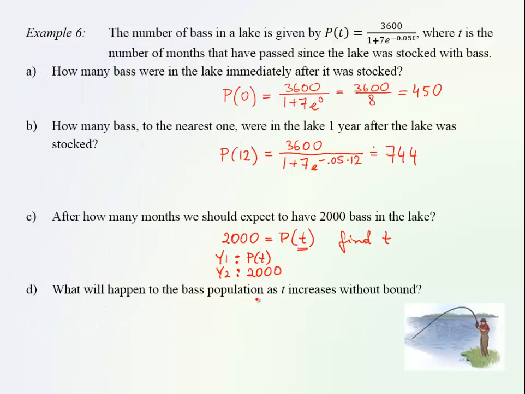What will happen to the bass population as t increases without bound? So now, after looking at our graph, we observe that if t goes towards infinity, then the population of bass is trying to reach 3600 fish.